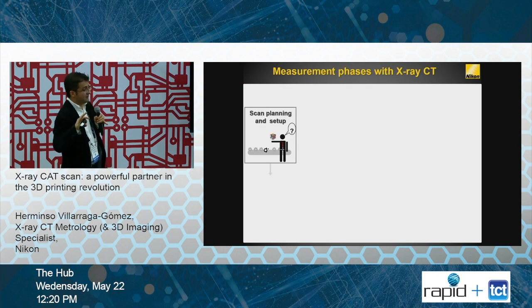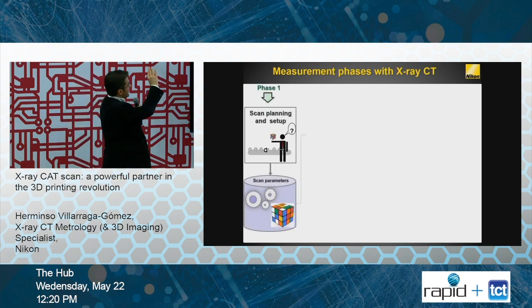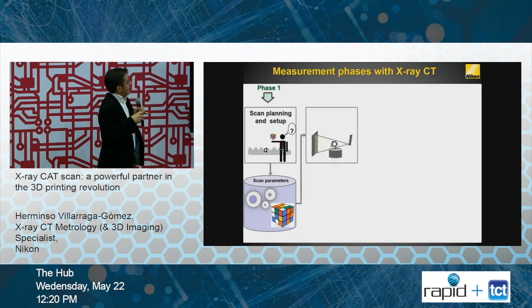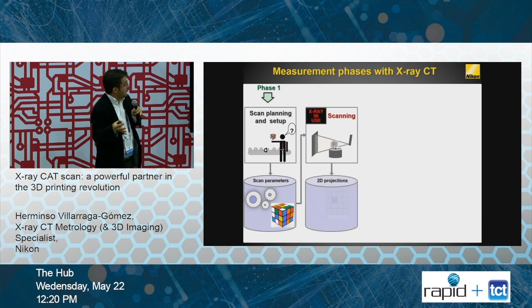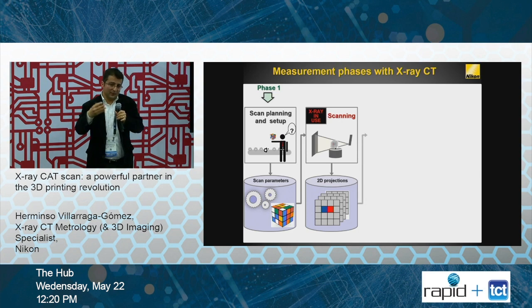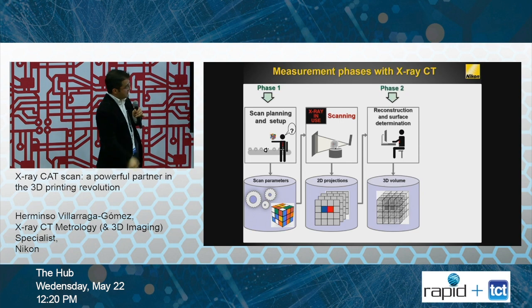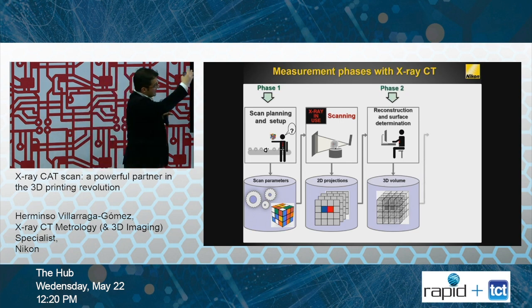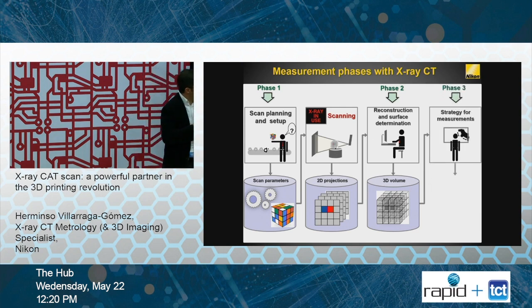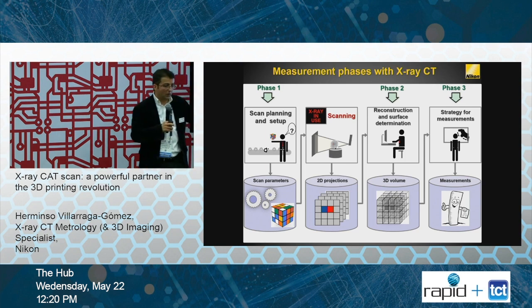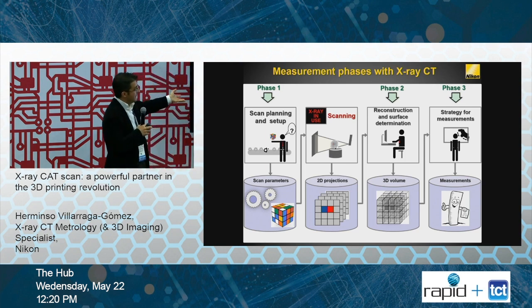So to summarize the measurement process with X-ray CT, when you have a part that you want to inspect, you have to think a little bit about the size of the part and the type of material, set the machine with some scan parameters, turn on the X-ray, and take projections. With those projections, we can reconstruct a volume. Generally, the non-destructive testing people stop here because they just want to see porosity or if there are any cracks or defects inside.